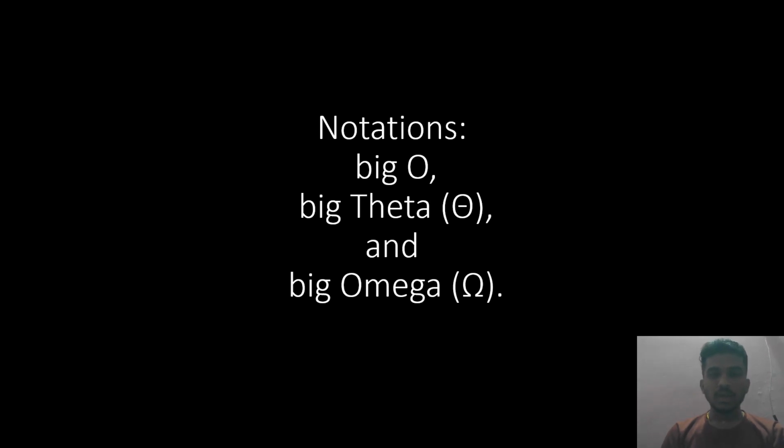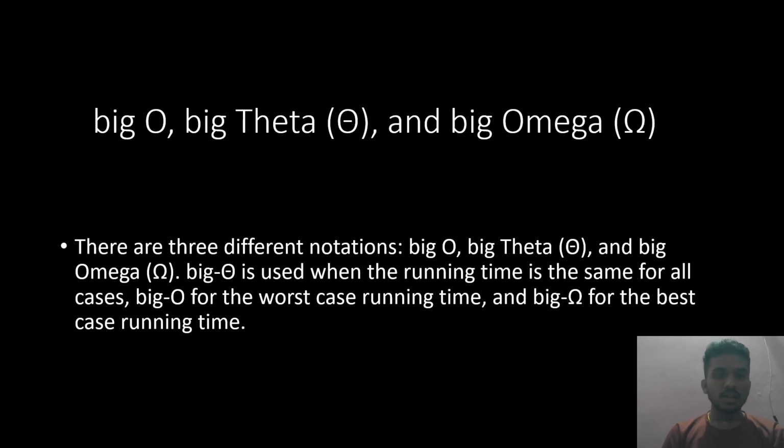My topic is notation: big O, big theta and big omega. Let us see big O, big theta and big omega. There are three different notations. Big theta is used when the running time is the same for all cases. Big O is for the worst case running time and big omega for the best case running time.